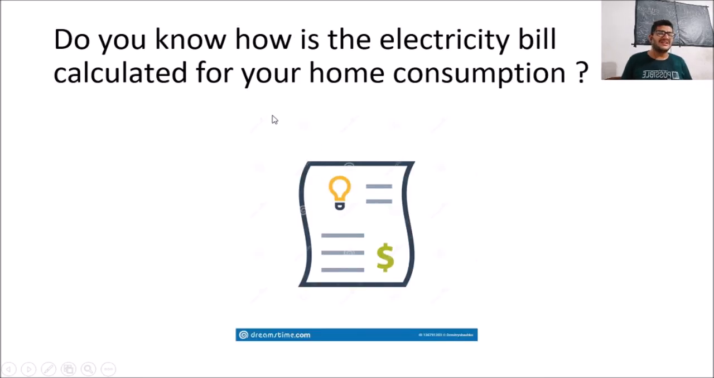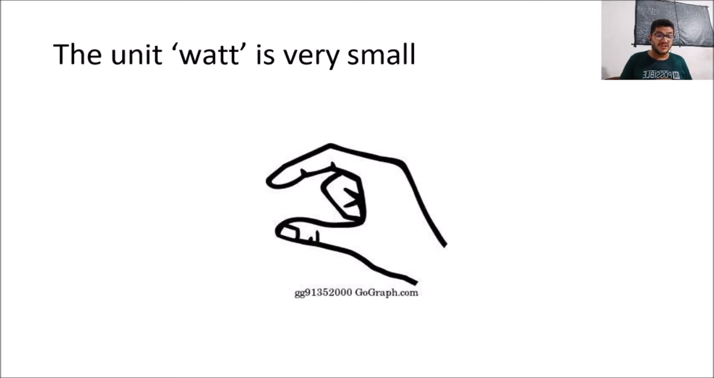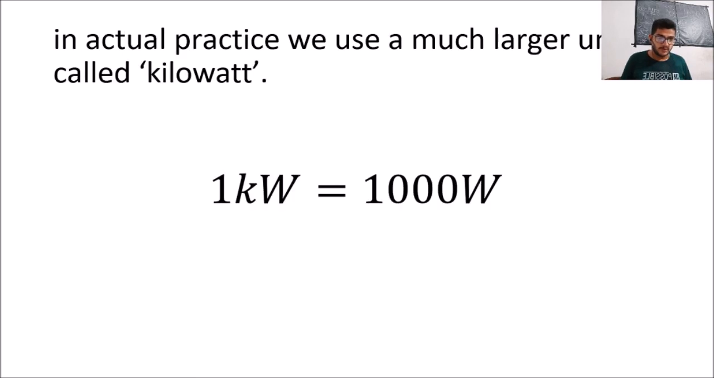So, do you know how the electricity bill is calculated for your home consumption? Your electricity bill might be 2000, 3000, 4000, 5000, 6000, according to the appliances you are using. So how is it calculated? The unit watt is very small. In actual practice, the larger unit is used, which is called the kilowatt. It is just the same. Do not get confused. I am explaining.